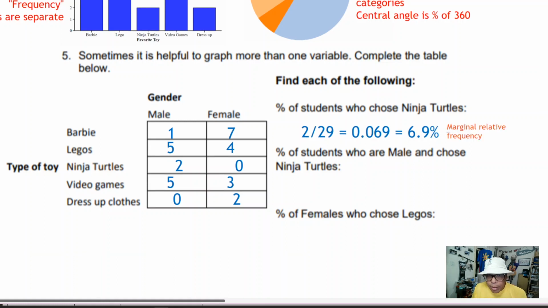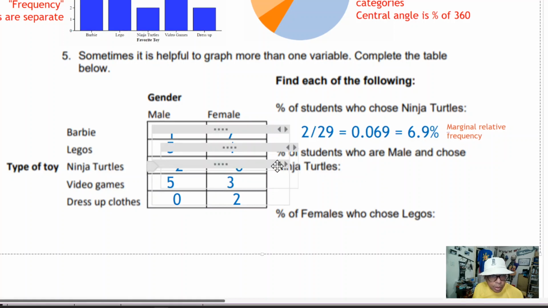Now this number right here, the 6.9% or 0.069, we call that a marginal relative frequency. The relative frequency part is easy because we know that's a percentage, but the marginal part comes from the fact that in order to get the 2, we would need to add together this 2 and this 0 right here. And if we add that together, typically we would put that total in the margin on the far right of this graph. So because of that, we call this a marginal relative frequency.